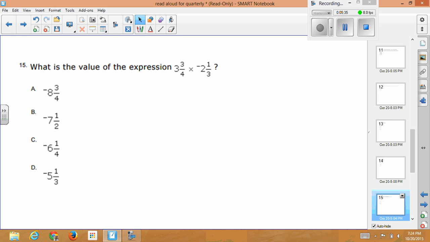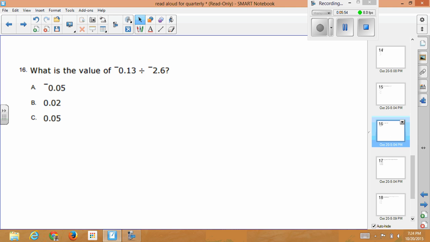What is the value of the expression 3 3/4 times negative 2 1/3? A, negative 8 3/4, B, negative 7 1/2, C, negative 6 1/4, D, negative 5 1/3.